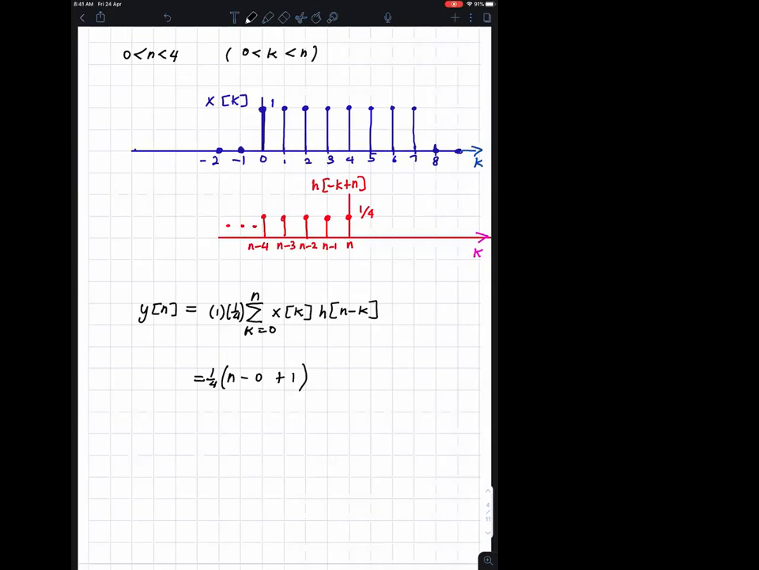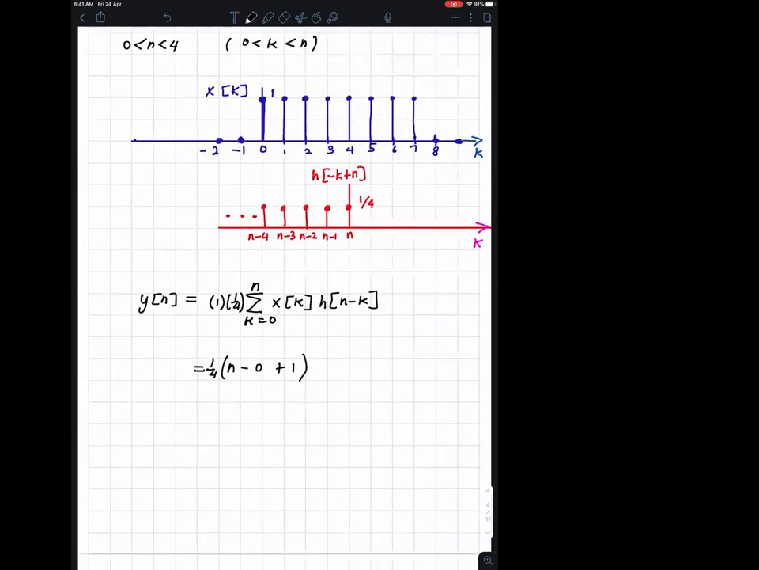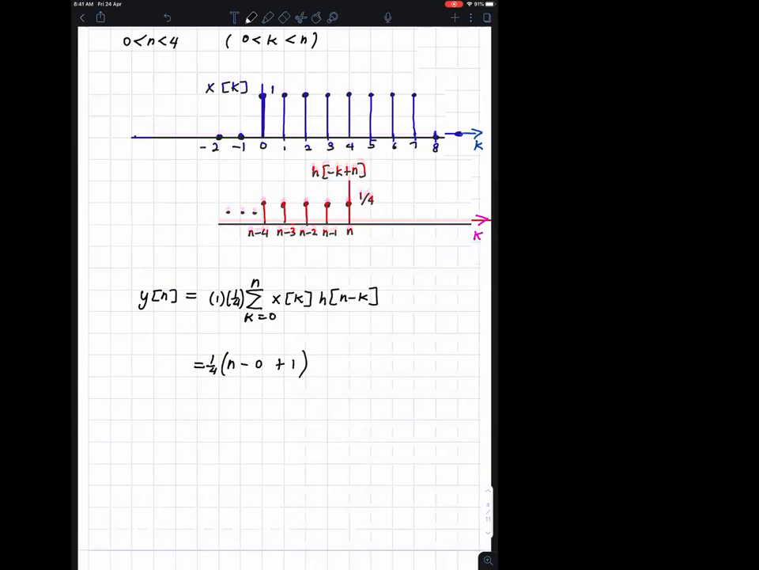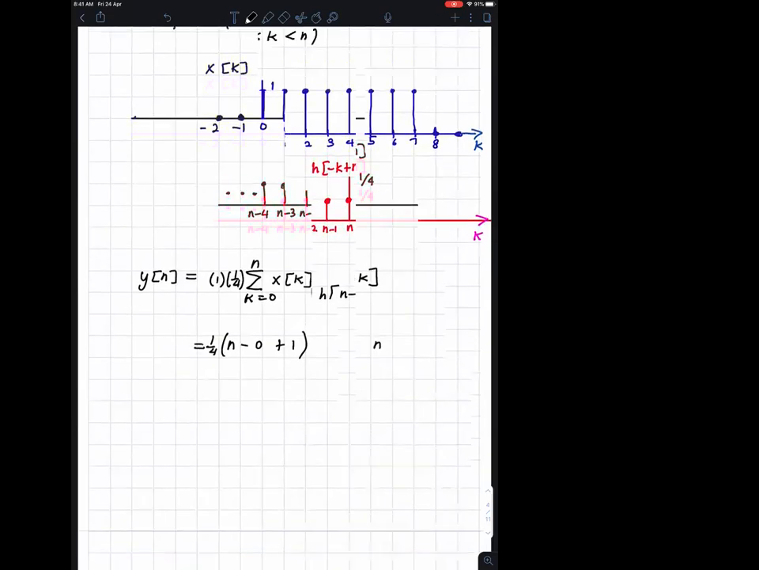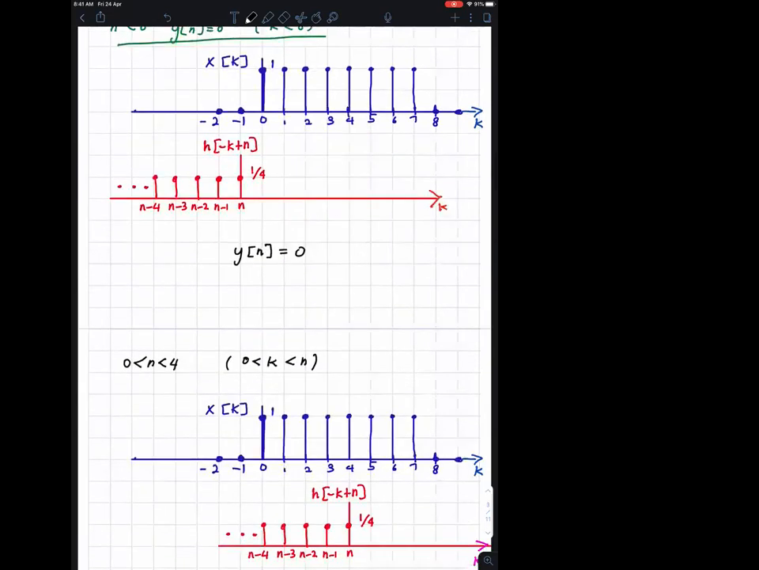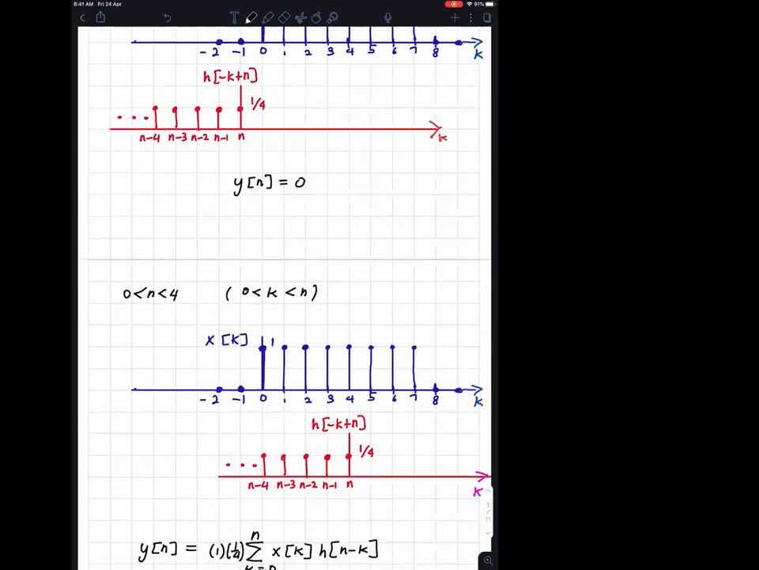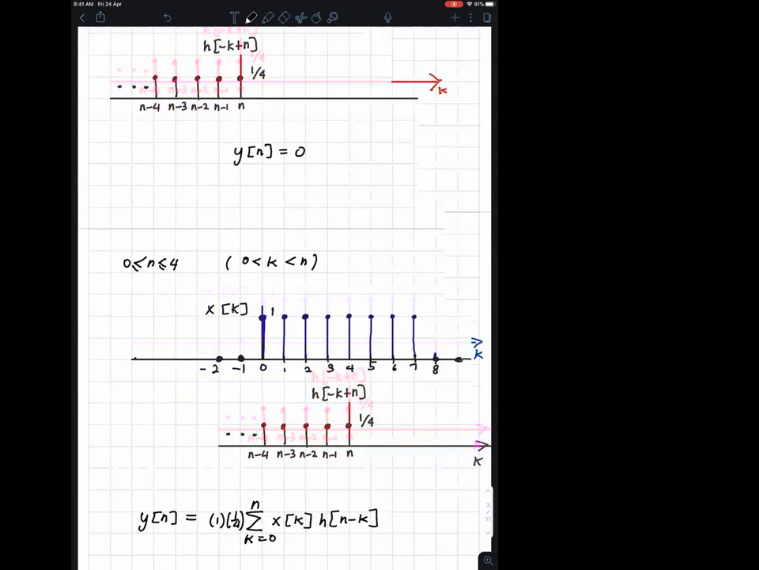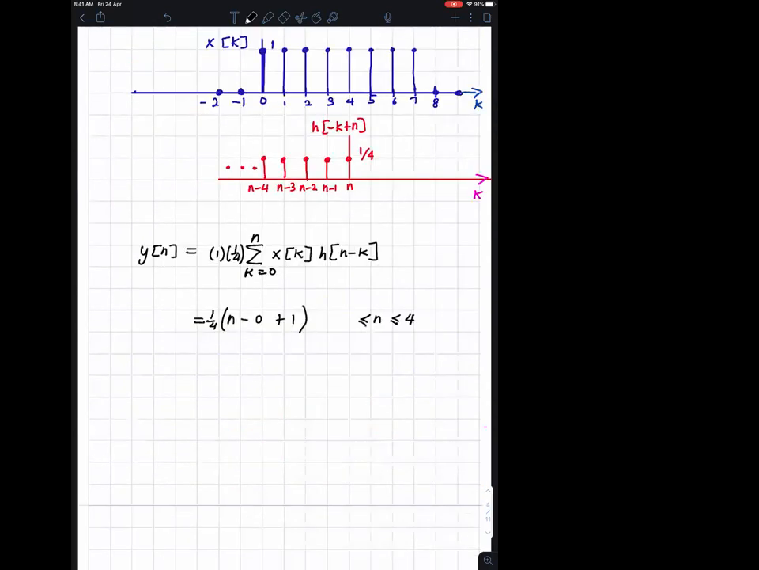So that's going to give you, n is going to be inclusive. N is going to be less than or equal to 4, and greater than or equal to 0.